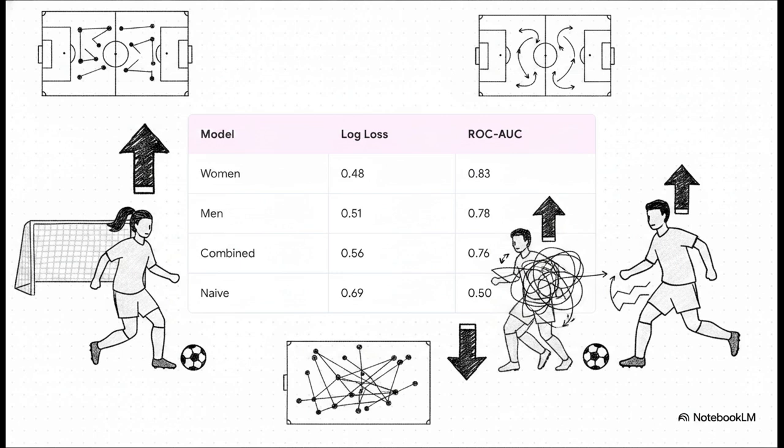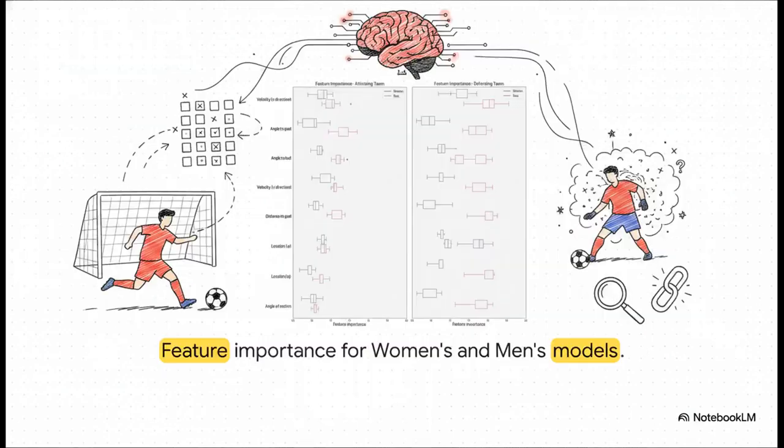The women's model achieved an incredibly strong ROC-AUC score of 0.83, significantly beating out the blended model. What this tells us is that there are distinct, highly measurable tactical tendencies between the men's and women's games that a blended model simply dilutes. So, what's actually driving those predictions?